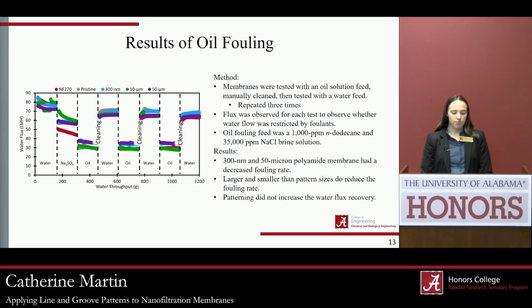From this graph, the rate of fouling for each membrane can be observed by the slope of the line in the oil sections. The more steeply the line declines, the higher the rate of fouling because you are getting restricted flux. Through this, you can see that the 300 nanometer and the 50 micron polyamide membranes had a decreased fouling rate, leading to the understanding that larger than and smaller than patterns do reduce the rate of fouling.